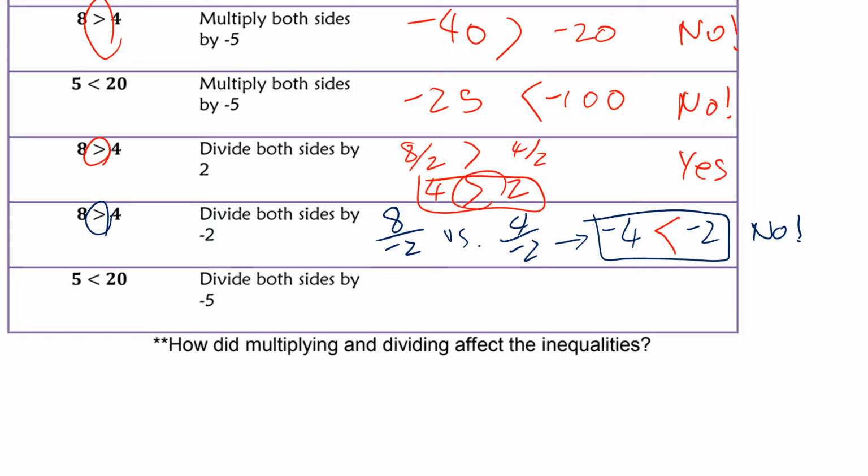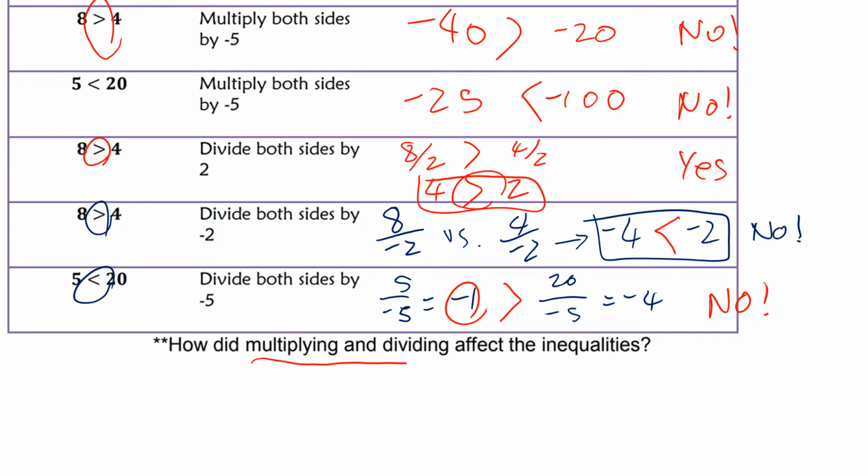The same thing happens when it comes to the last one. 5 divided by negative 5 is equal to negative 1. 20 divided by negative 5 is equal to negative 4. Even though the alligator mouth was open towards the right, this is invalid because I have to open it towards the left, so it is not valid. So now here's my question. How does multiplication or division by any constant number affect the inequality? Sometimes it's valid, sometimes it's not valid. I want you to think about that rule a little bit in your head.